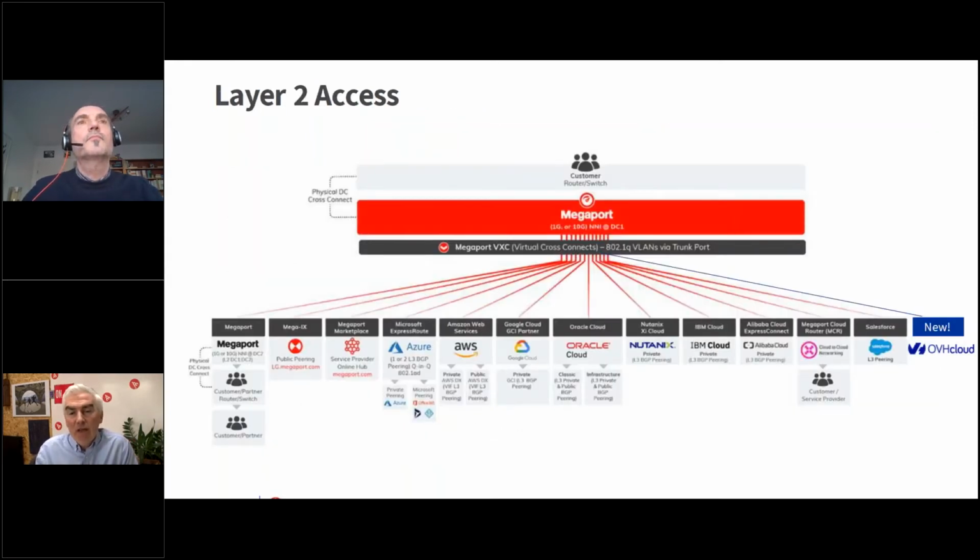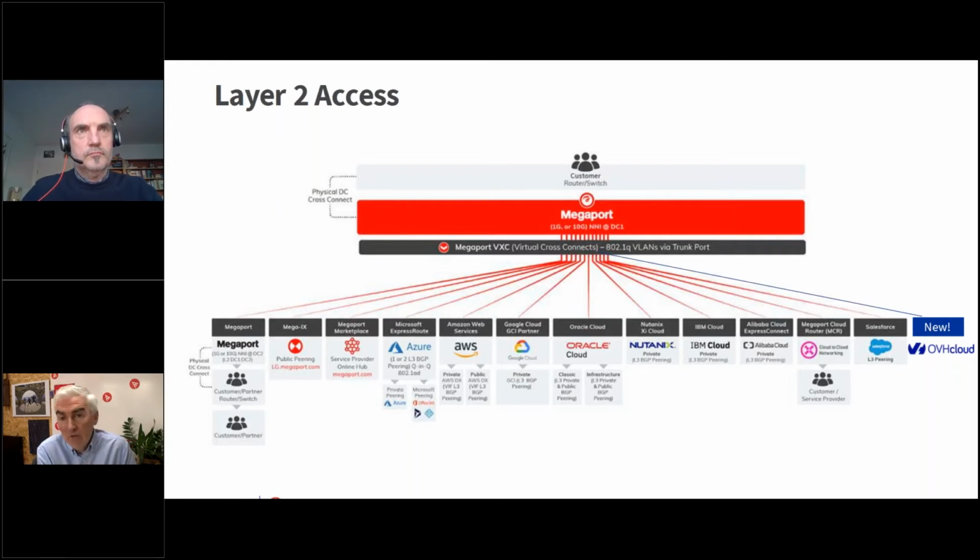So let's look at that from a technical point of view. How does it all physically work together? So looking at a layer 2 connection, starting at the top, the customer, or you, would connect your device into a Megaport port inside one of the data centers. The big red rectangle here is the Megaport port. That can be 1 gig, 10 gig, or 100 gig. You would physically cross connect into that port.